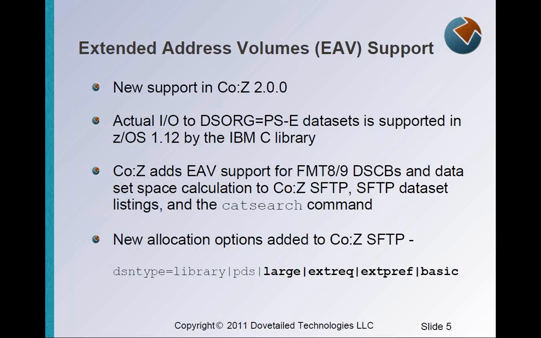So we had to make sure that we had all the support for the new format 8 and 9 DSCBs in there. In addition, to fill this out, we added new allocation options. These are the BPXWDYN options that we support in Cozy SFTP for doing data set allocation. So you can specify as an option that you want not only a library, a PDS, but you can also specify the new types: large, XREC, XPREF, and basic.